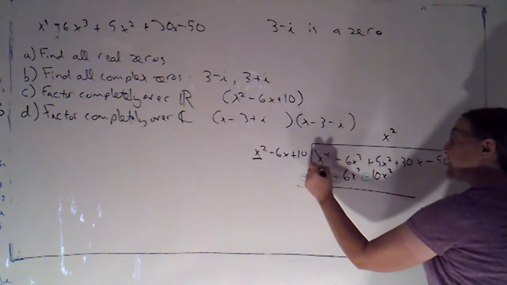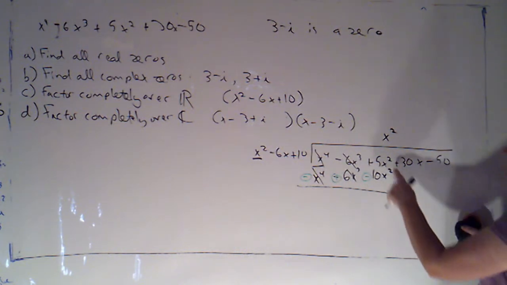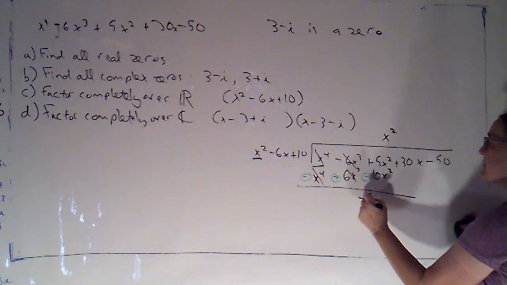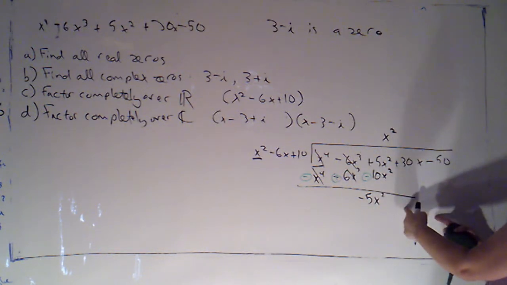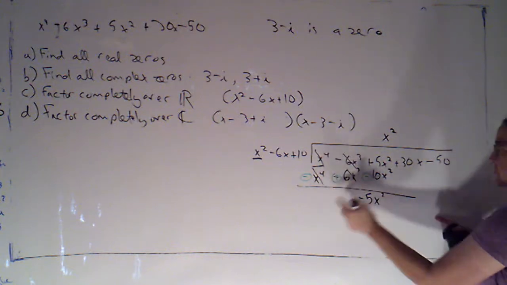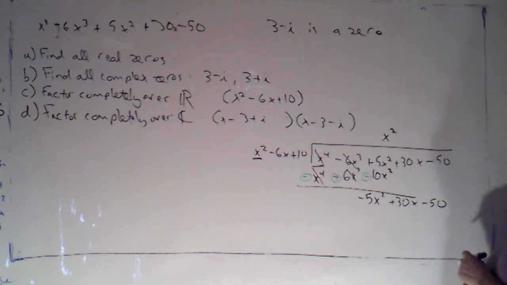So the x to the fourths cancel. The x cubeds actually also cancel. 5x squared minus 10x squared will be minus 5x squared. And I'm going to bring down the next two terms since the first two canceled here. So plus 30x minus 50.